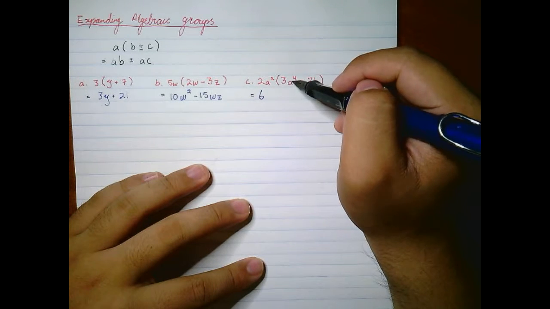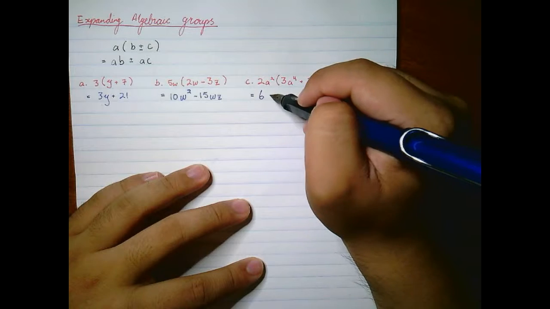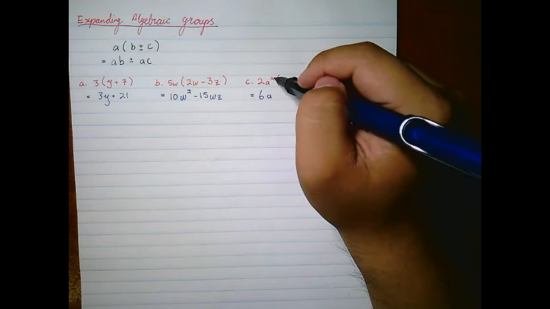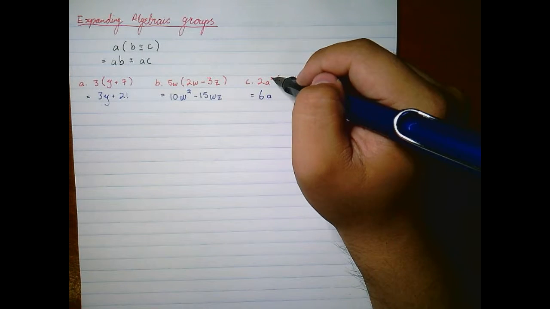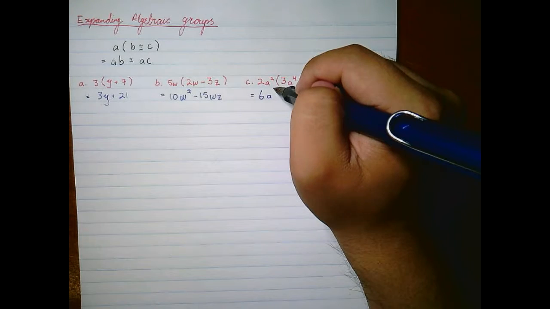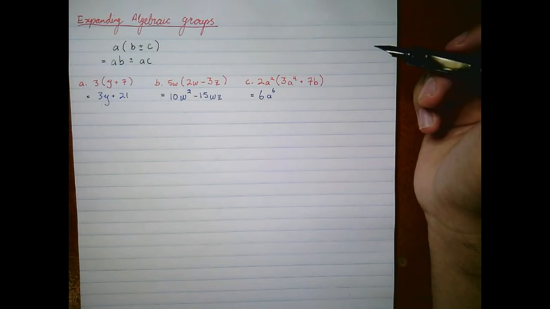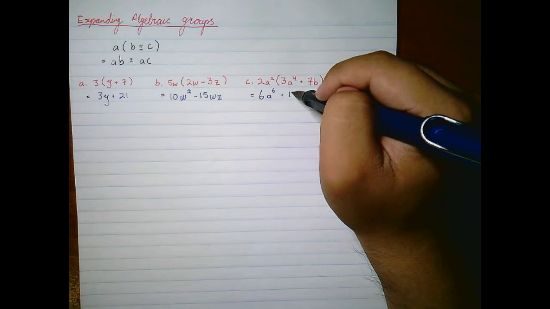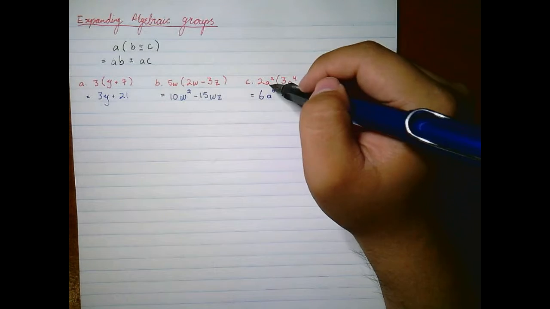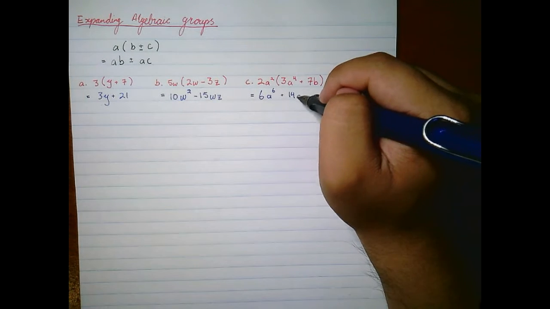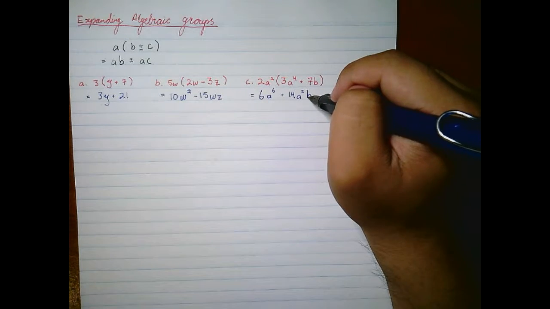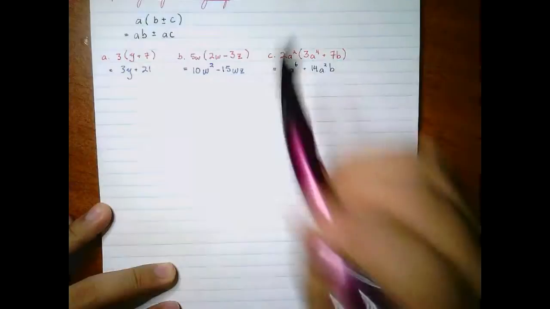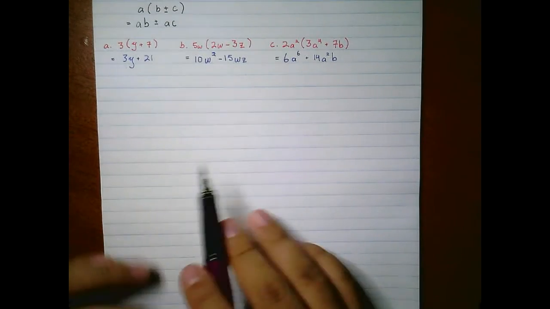A squared times a to the 4, well, if you remember your index laws, we know that we're going to add those numbers. So it's going to be 2 plus 4 is 6. 2 times 7 is plus 14. A squared times b, well, that's just a squared b.